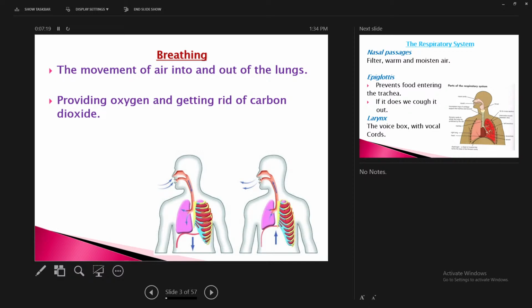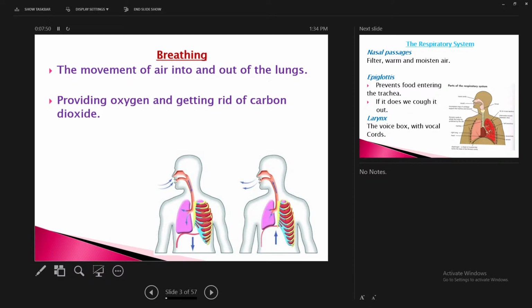Right. So as for respiration, the main concept that you need to know is that it is a chemical process that takes place inside the human body cells where energy is released. Breathing, on the other hand, is basically the movement of air into and out of the lungs. Some textbooks will say the movement of air into and out of the human body, which is correct.